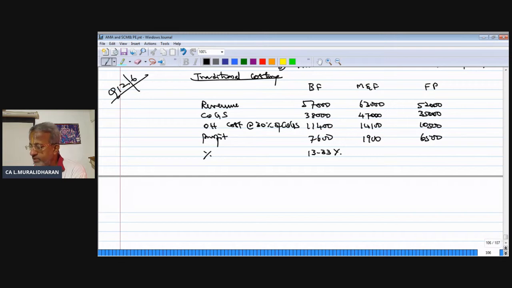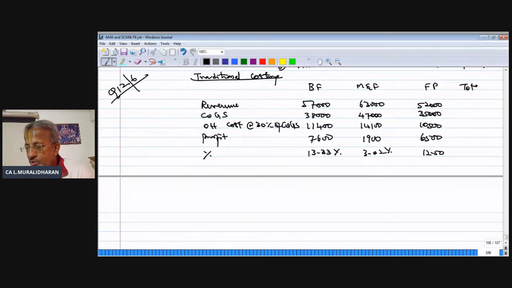9,900 divided by 63,000, that should give you 3.02%. 6,500 divided by 52,000, it is 12.5%.